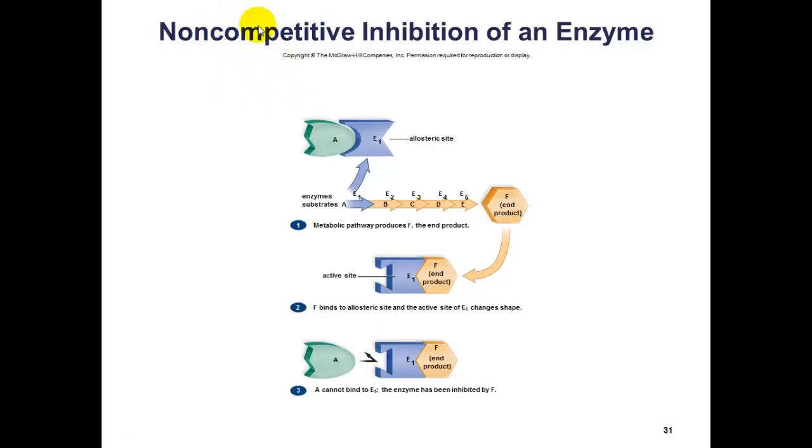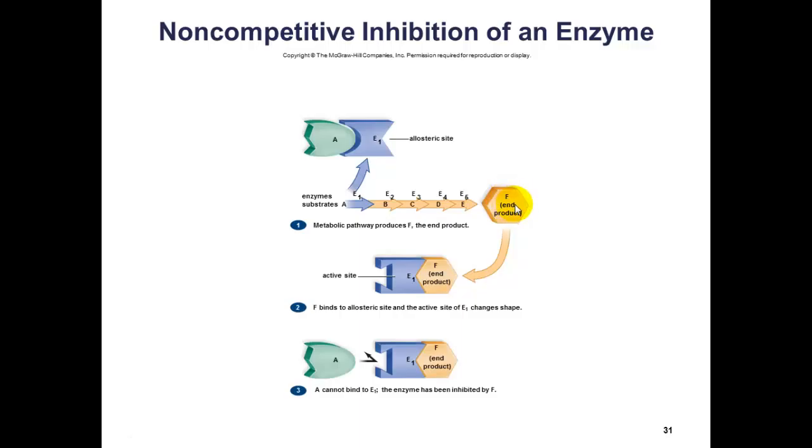So let's take a look at this example. We have substrate A binding to enzyme 1. Here is the active site. Here is the allosteric site. Remember, the active site is where the substrate binds. So A binds with E1, and that kicks off the first part of a metabolic pathway, which leads to F.